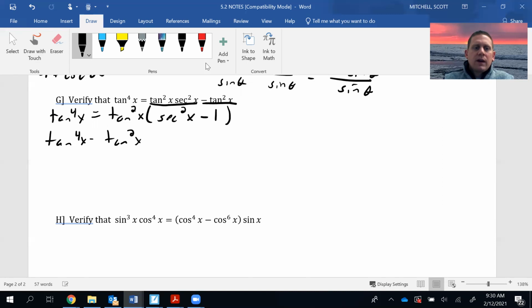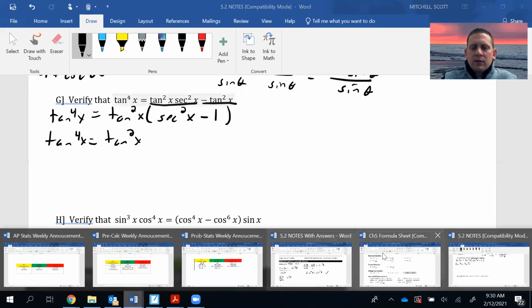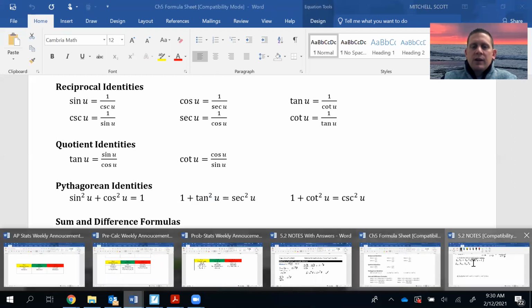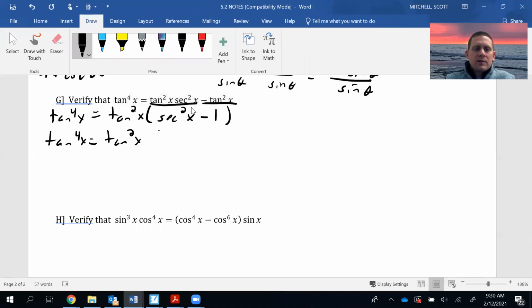So I have kind of half of what I'm looking for. I have tangent squared. I need tangent to the fourth. Well, what's secant squared minus 1? That looks like an identity. Secant squared minus 1, if you look at this identity and you bring the 1 over, that's tangent squared. That's really what I need it to be. So this thing in parentheses is really tangent squared. Well, what's tangent squared times tangent squared? Tangent to the fourth, which is what I wanted.